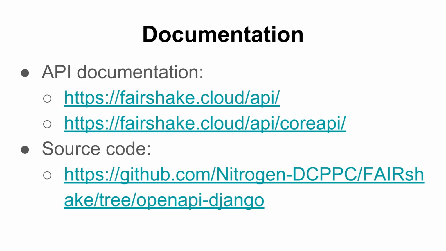The core API utility also includes example source code, which we'll go over later in the talk. The source code for the project itself is available on the Nitrogen GitHub organization under the repository FAIRshake and the branch OpenAPI Django. Before I get into writing code to interface with the API, I'd like to look at it at a glance with you and discuss some of the concepts that are used in the API.